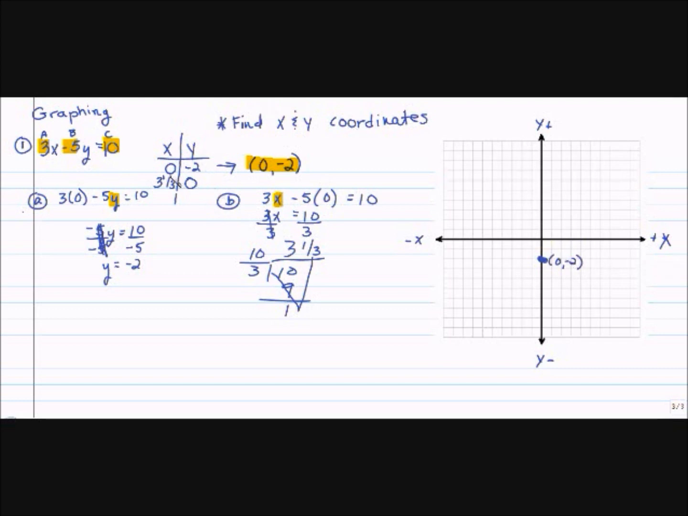Now I look at my next one. I have 3 1/3 and 0. Remember, that's your x, that's your y. I'm going to go to the positive 3, 1, 2, 3, and about 1/3 way. And y is 0, so I'm not going to move. So this is 3 1/3, 0.